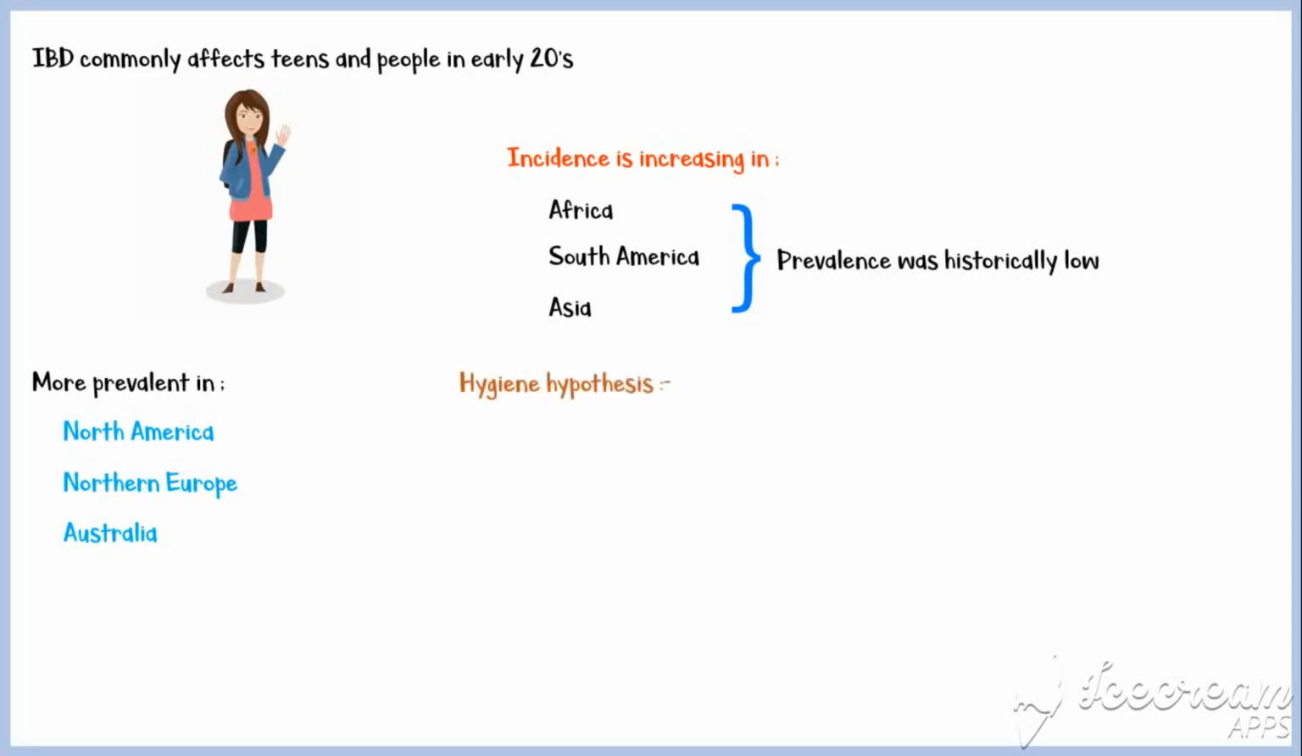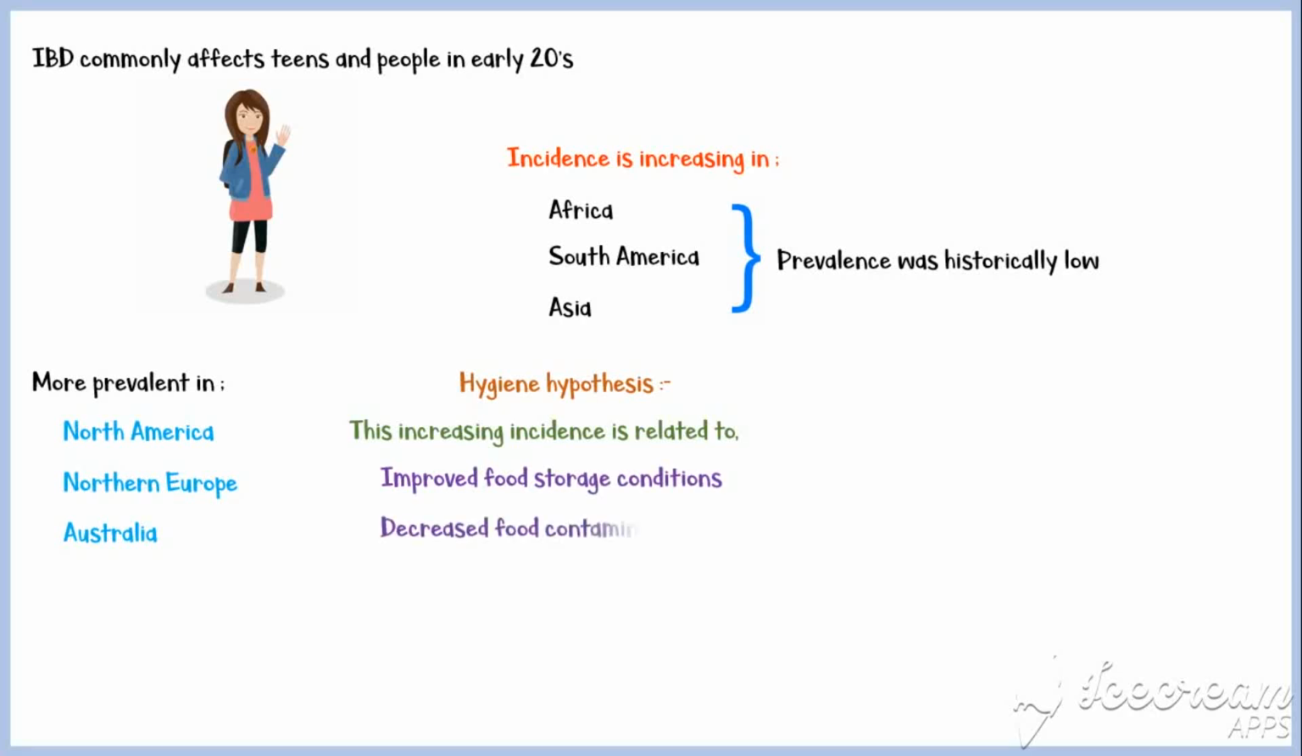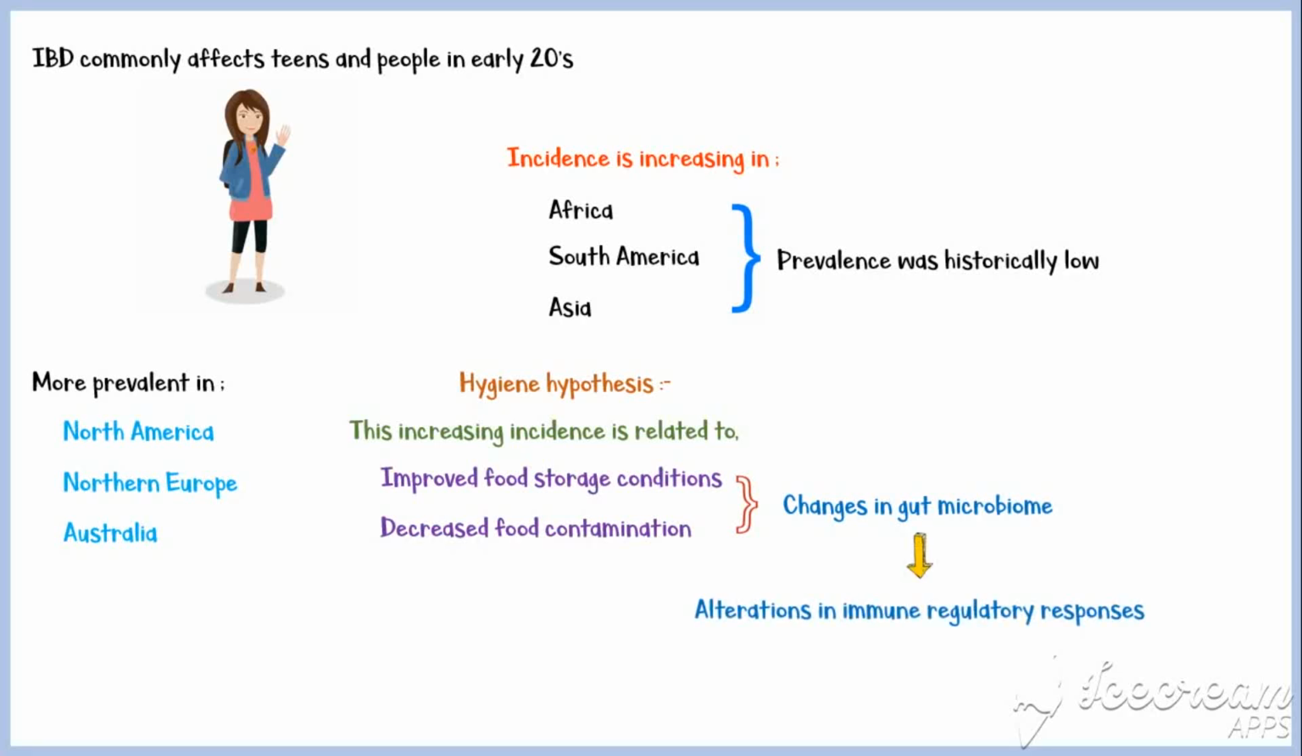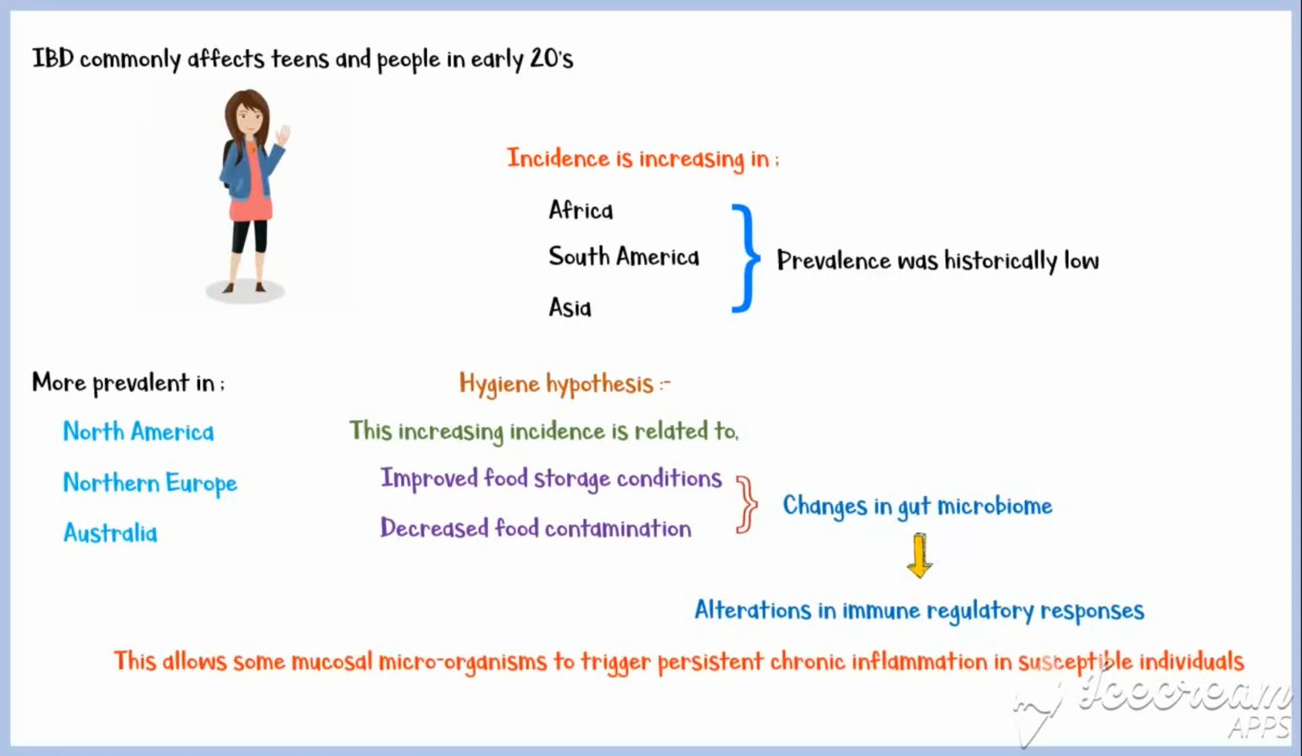The hygiene hypothesis suggests that this increasing incidence is related to improved food storage conditions and decreased food contamination, which leads to changes in gut microflora. This may eventually lead to alterations in immune regulatory responses in the gut. This in turn allows some mucosal microorganisms to trigger persistent, chronic inflammation in susceptible individuals.